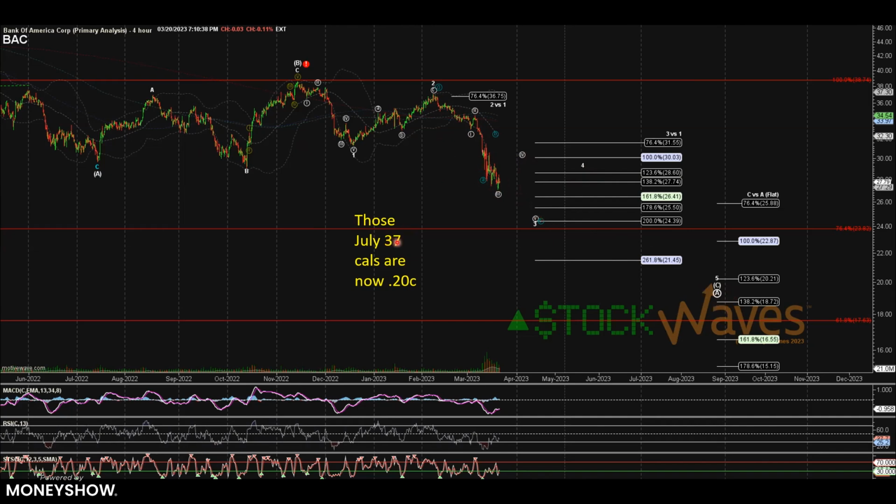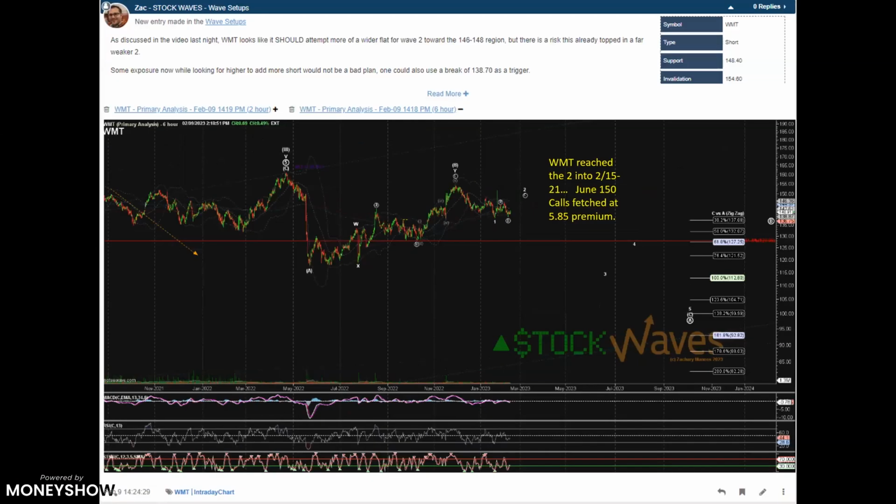But those same July 37s are now only 20 cents. I probably would have covered some of them and then resold on a bounce or on the break of support. But again, you can see that even if you're not trading this directionally to the downside, there is a nice benefit for that covered call strategy.